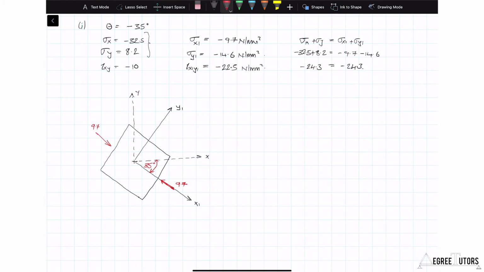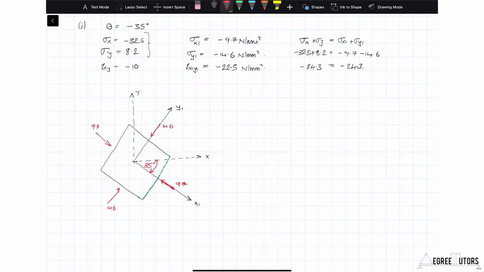Now, what else did we say? We said sigma y1 was minus 14.6. So again, that's a compressive stress. And then the shear stress on the x1, y1 face, so that's this face here. The shear stress on that face happens to be negative.